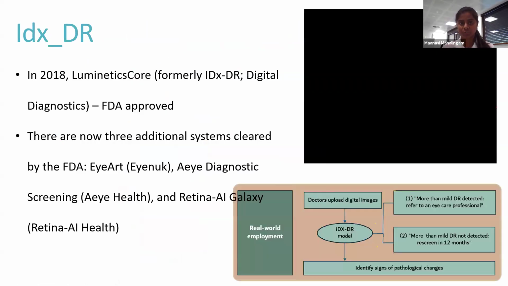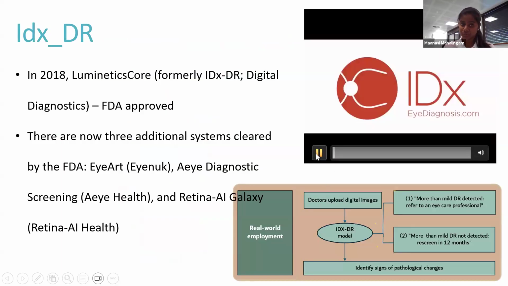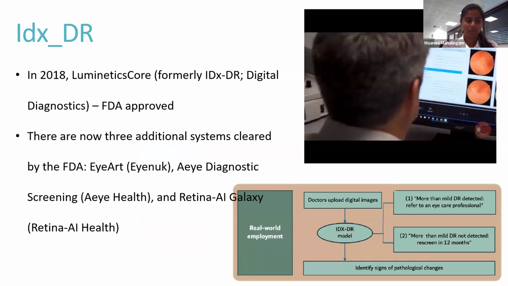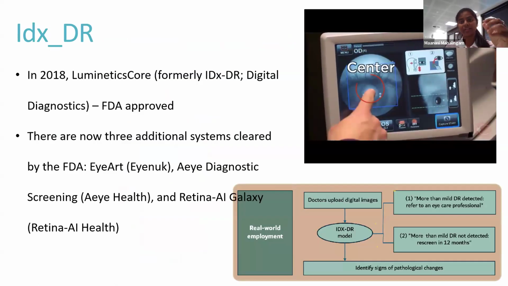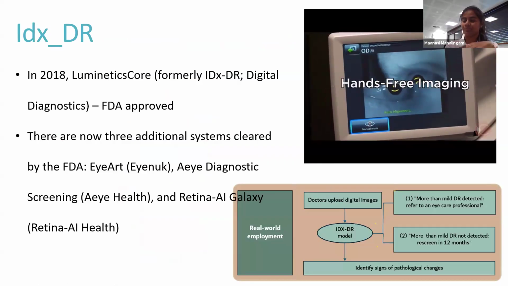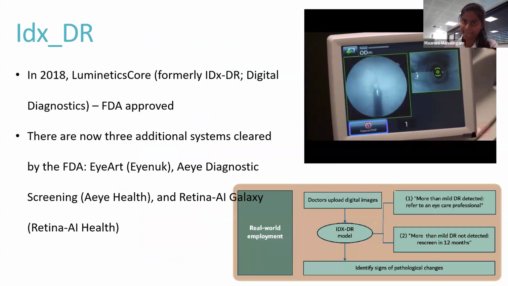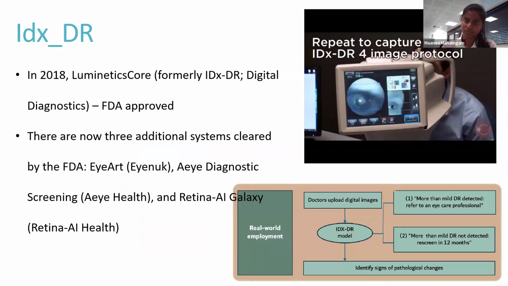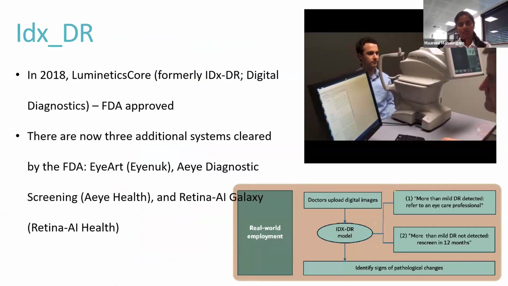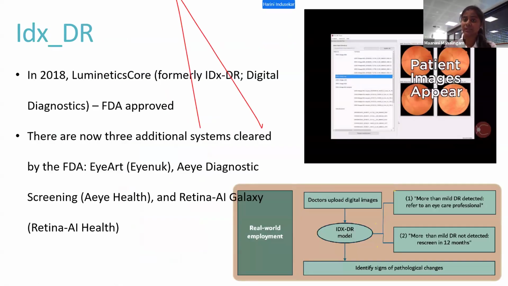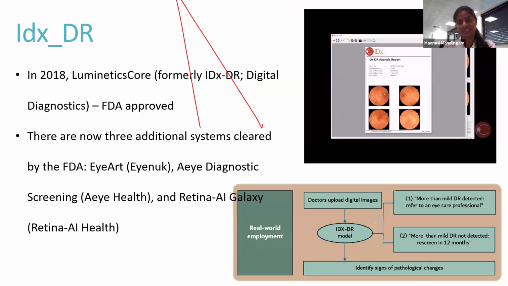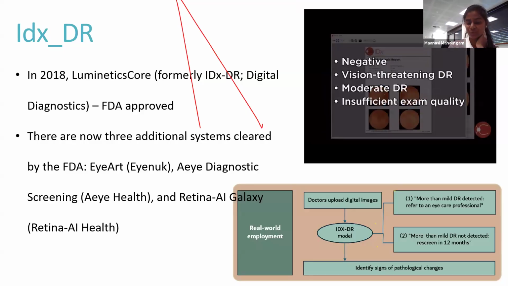So one of the first FDA approved fundus photography AI models is going to be the IDx-DR, which is also called LumineticsCore. You can have a look how it works. It comes along with the Topcon camera, where you will have to just take the picture of both the eyes. Once you have taken it, you can click the images, and once you click it, it's going to show the result as negative. So the patient doesn't have diabetic retinopathy.